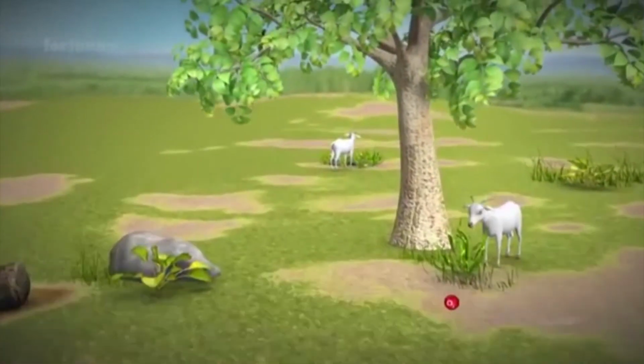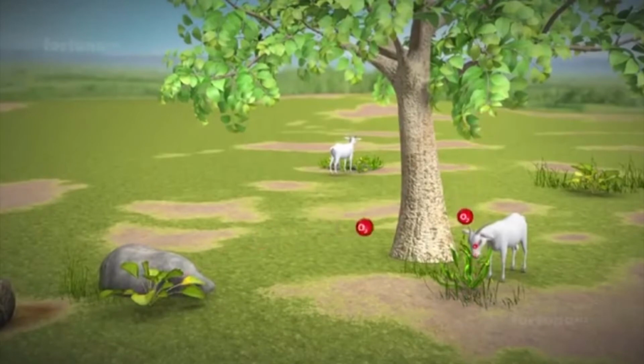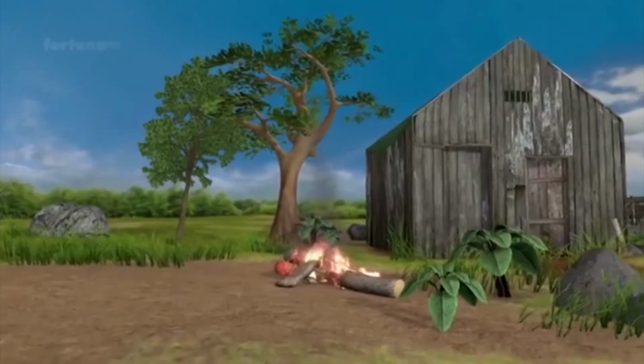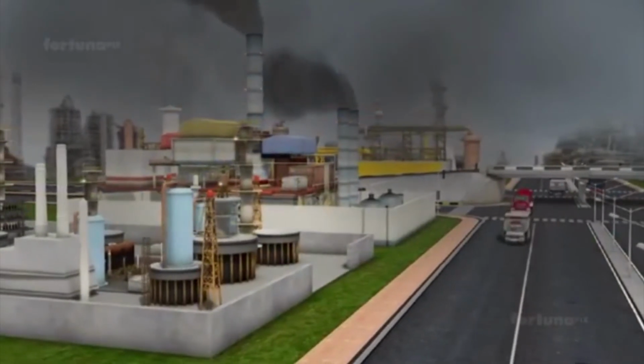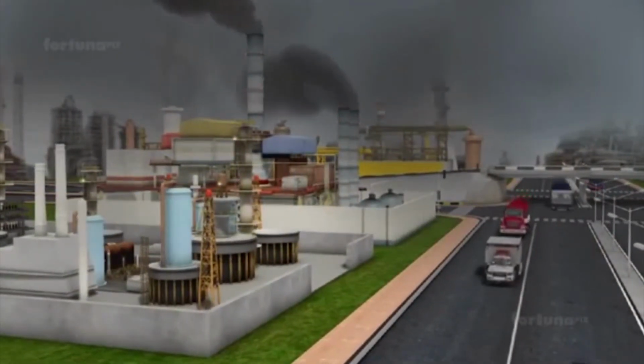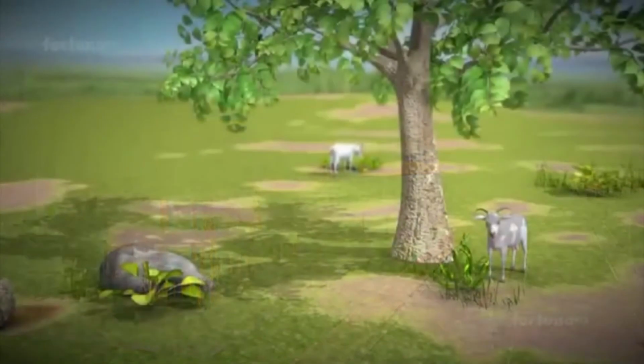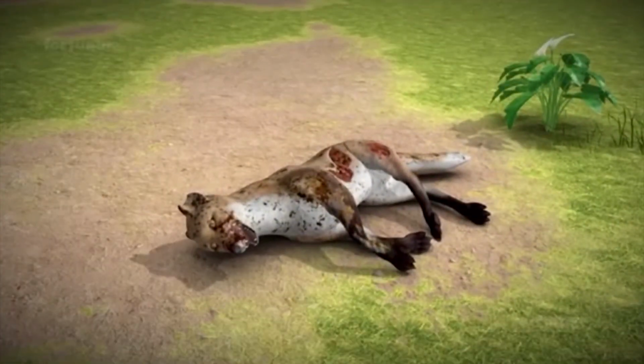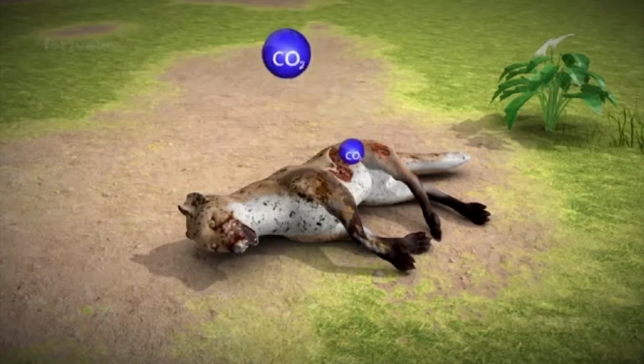The oxygen that is released by the plants will be used by the animals and plants during respiration. Burning of wood and other fuels, such as those used in vehicles, also uses oxygen. When plants and animals die, they will be decomposed by microorganisms such as bacteria. The process of decomposition will take up oxygen and release carbon dioxide.